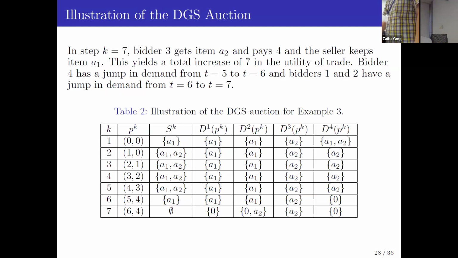So let's look at this auction. This is without budget constraint, and this is with budget constraint now. So I directly use demand scale Sotomayor. Okay, now let's see what will happen when you apply the DGS auction. So this SK is where I use the minimum of the demand set.